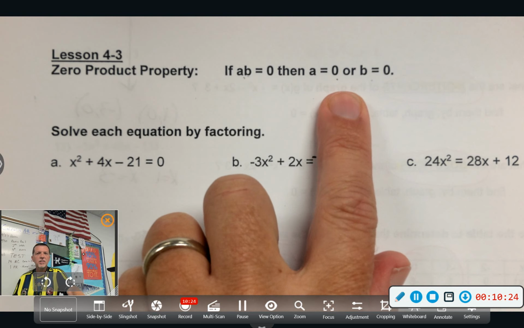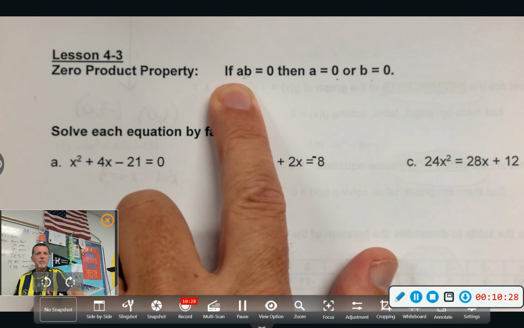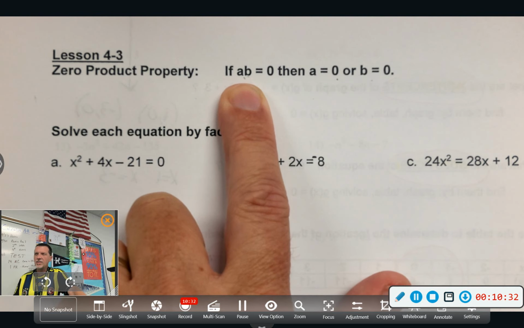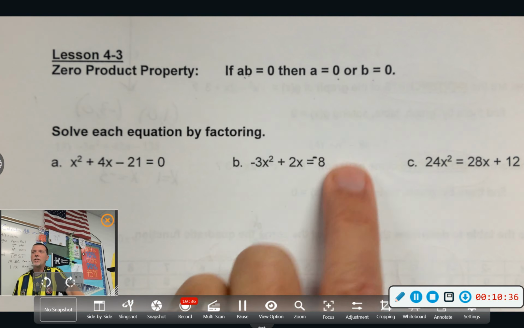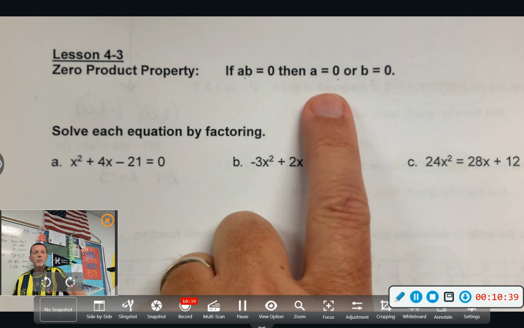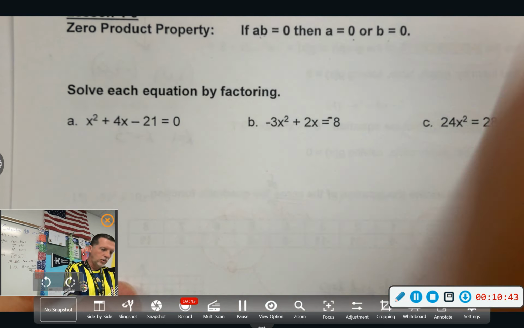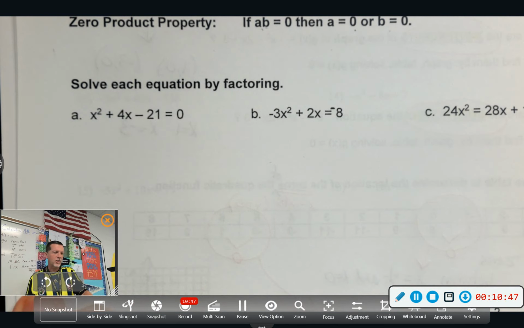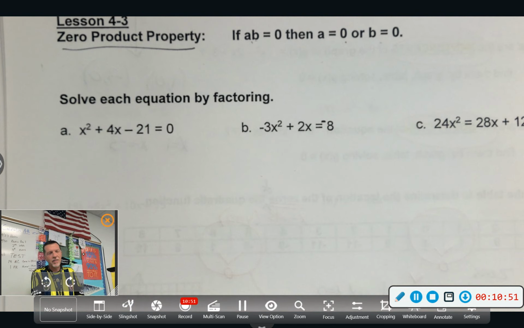factors is 0. There's another fancy math term for the two things that are being multiplied. I guess factors is it. Does that make sense? If you've got two numbers multiplied to be 0, one of them's got to be 0. We don't talk about that a lot, but you use it all the time when you solve by factors. Because you factor, and then you set each factor to 0. So you're using the zero product property even though you're not really thinking about it.